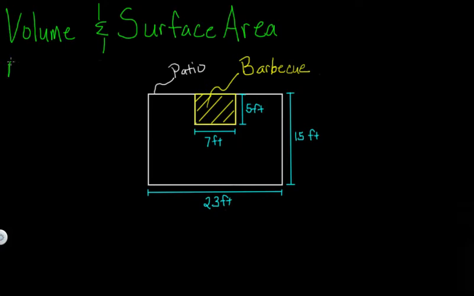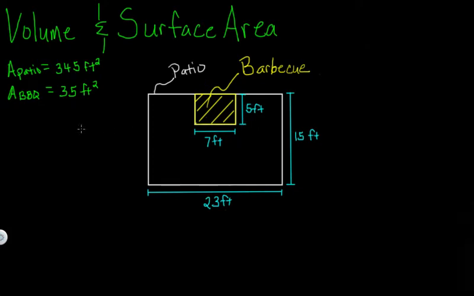So we can say that the area of my patio is going to be, since the rectangle is 23 times 15, that's 345 square feet. And my barbecue area, which is inside of or within the patio area, is 7 feet by 5 feet. So the area of my barbecue is going to be 35 square feet, because again, this is also a rectangle. Right? So this part that is not the barbecue will contain stone tiles.